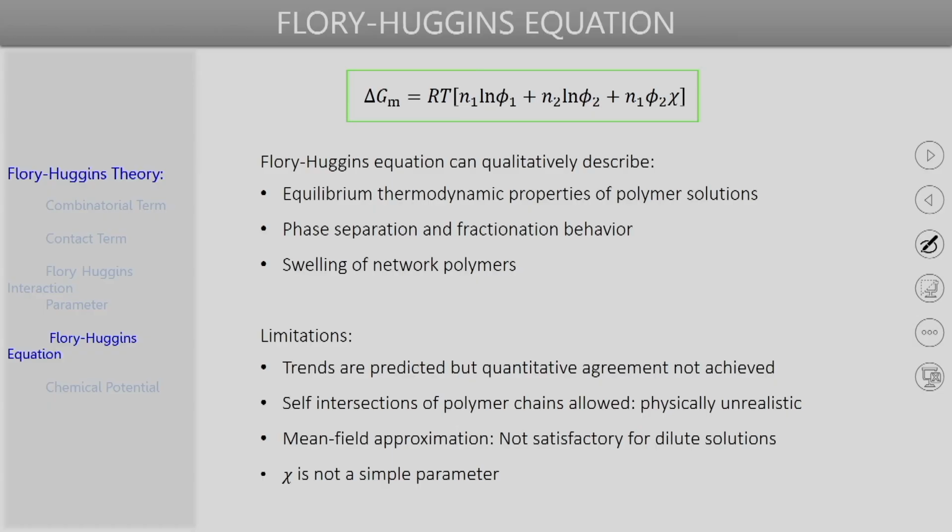The chi parameter that we have defined is not a very simple parameter. It depends on Gibbs energy change of contact formations and contains entropic as well as enthalpy contributions. So, it is not a simple parameter, and in some cases it is actually also shown to be dependent on the polymer volume fraction or concentration. So, that is another limitation.